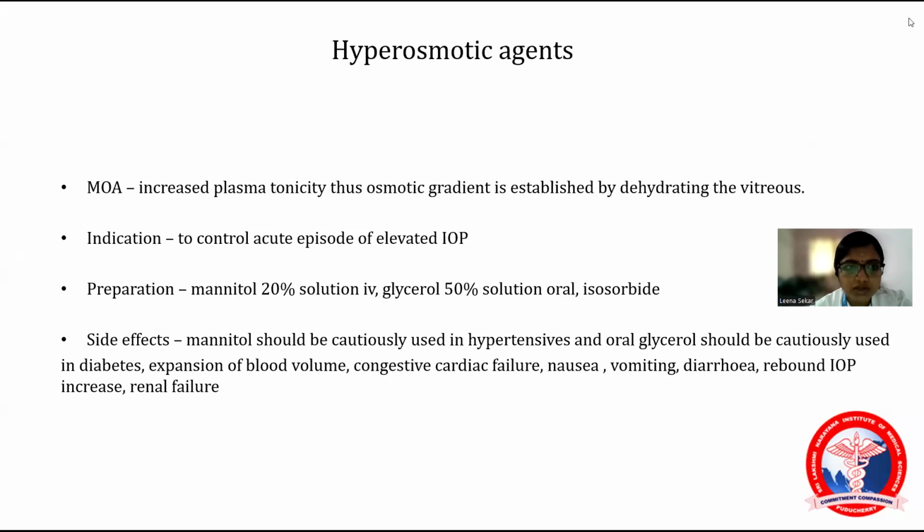Next one is the hyperosmotic agents. They act by increasing the plasma tonicity and by dehydrating the vitreous, they will reduce the IOP. They are used to control the acute episode of elevated IOP. The main agents we have are 20% mannitol and 50% oral glycerol. The side effect is that mannitol should be cautiously used in hypertensives, and oral glycerol should be cautiously used in diabetics.